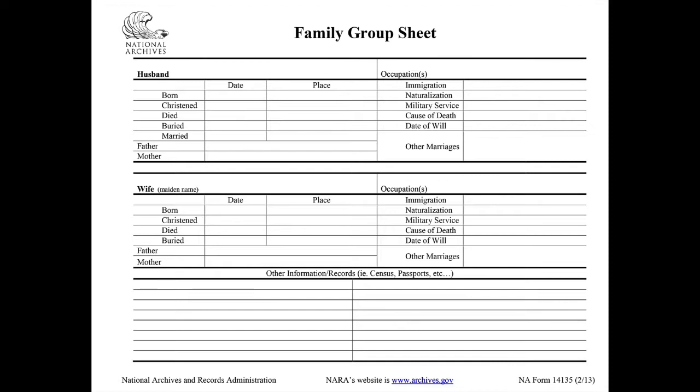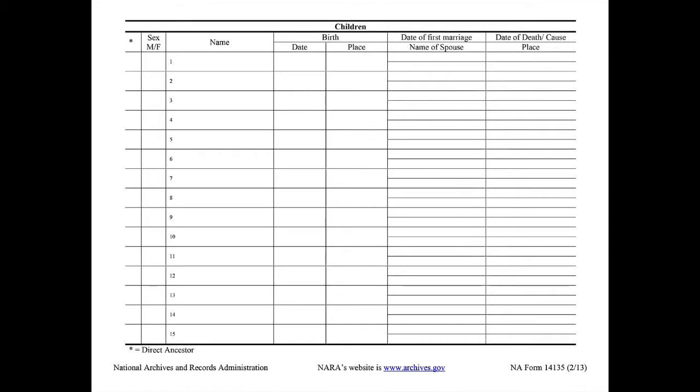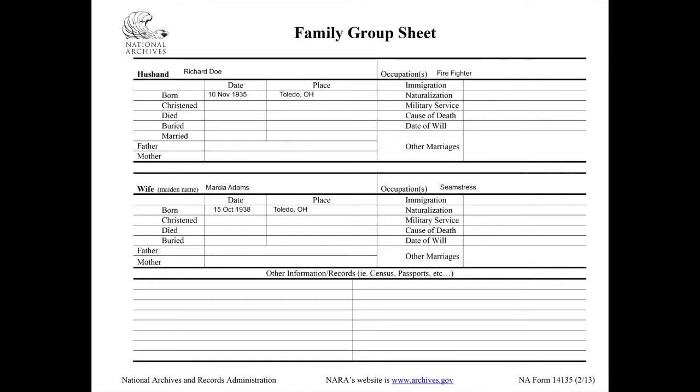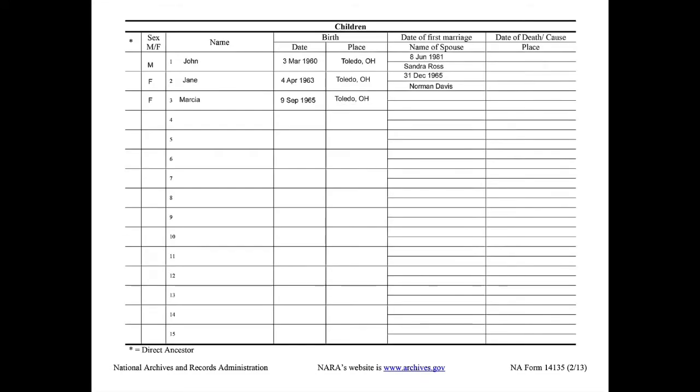The first sheet shows just the husband and wife. It has spaces for such things as immigration, military service, and multiple marriages. At the bottom, you see space for additional information. The second sheet lists children. Here's the form containing the information I made up for John Doe's father, Richard Doe. For each child, there's a place to record birth, marriage, and death information. These are the documents that you will create as your research continues.